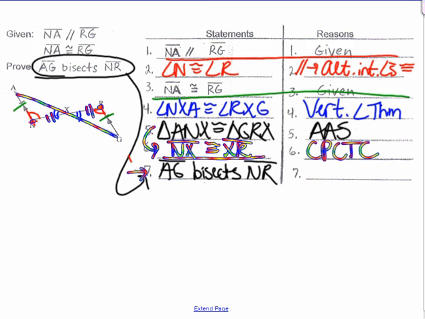I can say that because the triangles are congruent, so I can say the rest of the parts are. But I picked that specific segment because I need to prove that there's a bisector here. And the reason I know that's a bisector now is because of the definition of a segment bisector. So CPCTC is not always last. It always follows a triangle congruent statement. So there's a difference there.